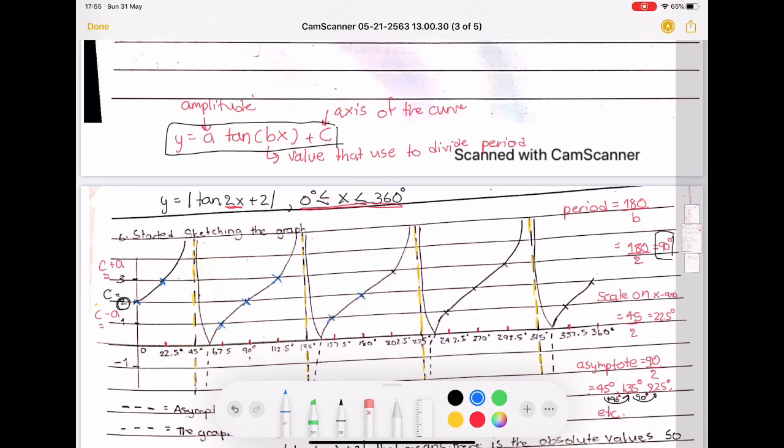And when we get to 90 degrees on the x-axis, it will repeat itself as the tan graph. But because we have the absolute value, the value of y cannot be negative. Then the part of the graph that goes down to the negative side will bounce on the x-axis back to the positive side only, and we will get this graph. Make sure that your graph doesn't intersect with the asymptote, because if you do that, it will be wrong.